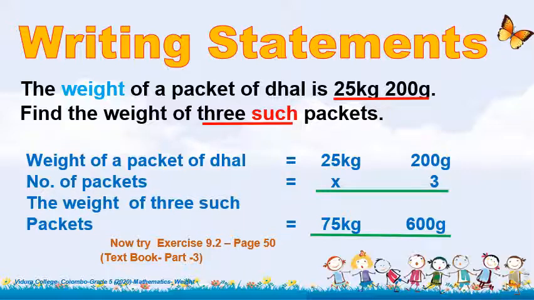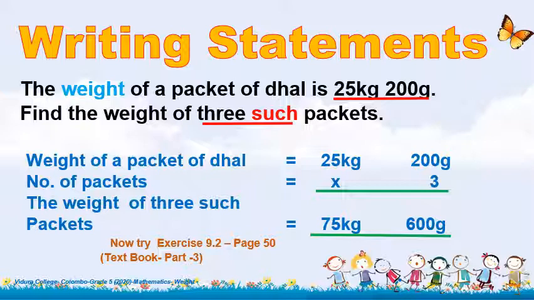Write in statements. Let's read the question. The weight of a packet of dal is 25 kilograms and 200 grams. Find the weight of 3 such packets. Now you know when you are reading it, you have to underline the important words and the given numbers. So in this sum, the word such is very important, which means you have to multiply it, giving the multiplication as a mathematical operation.